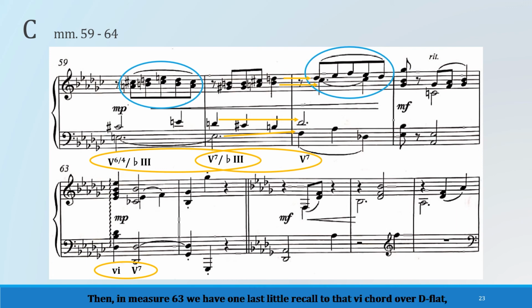And then in measure 63, we have one last little recall to that 6 chord over that D flat, which is the same here, moving to that 5/7 to finish off the movement, the section strongly.